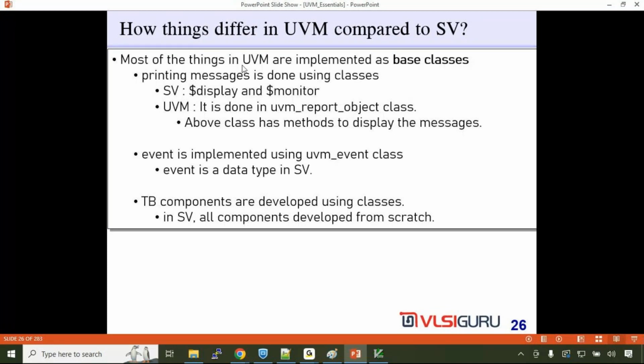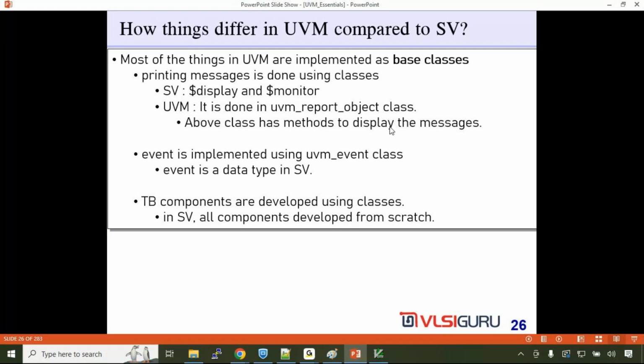Most of the things in UVM are implemented as base classes. For example, in SV, how do you print messages? Using $display, $monitor, right? When you come to UVM, even for printing messages, we use classes. The printing of messages is done using the uvm_report_object class. Using that class, we have methods which are used to display the message.